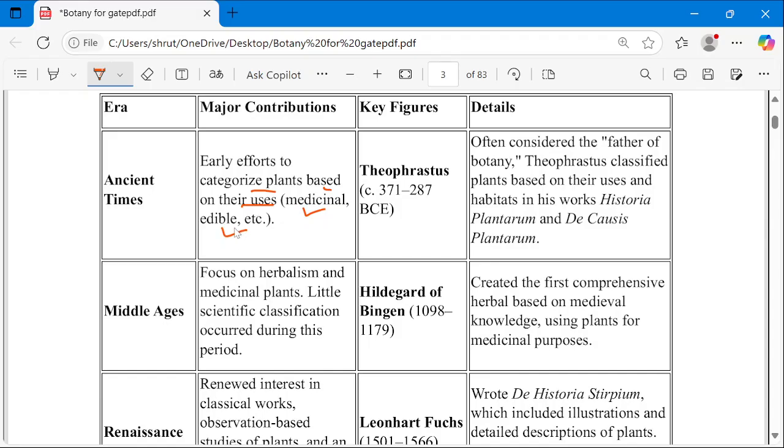medicinal use and edible use. The key figure, the scientist who had great impact here, was Theophrastus, who is often considered the father of botany. So who is the father of botany? Theophrastus is the father of botany. Theophrastus classified plants based on their uses and habitats in his works Historia Plantarum and De Causis Plantarum.